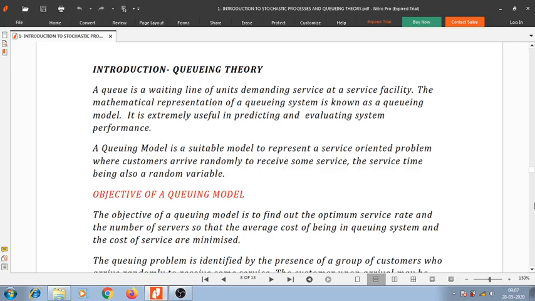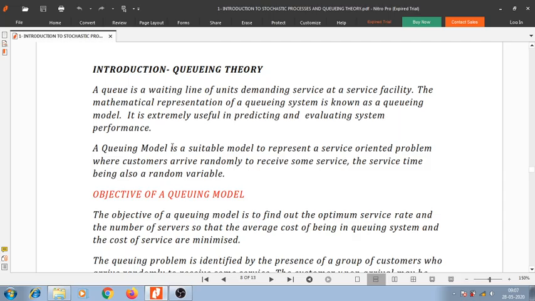The mathematical modeling of this queuing system is called the queuing model. A queue is a waiting line of units demanding service at a service facility. What is the service here? Filling the oil. The mathematical representation of a queuing system is known as the queuing model.